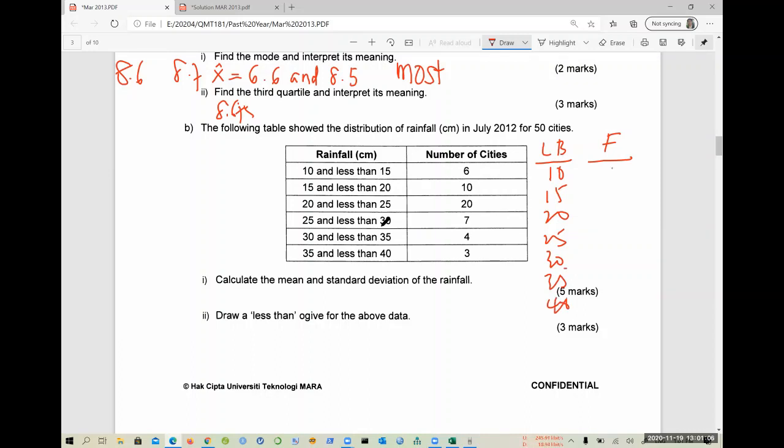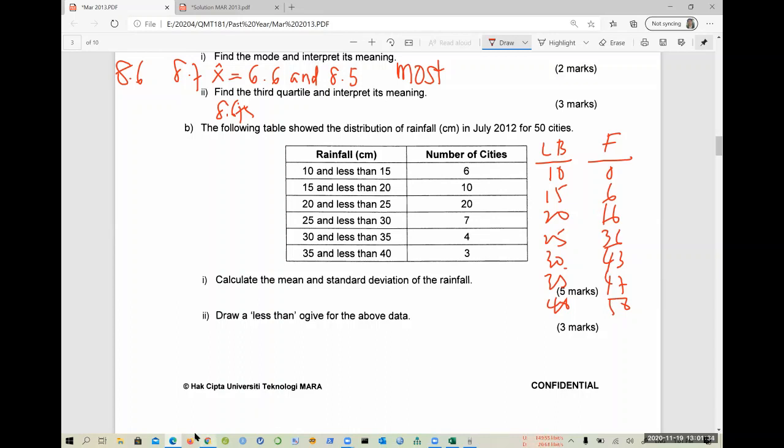So you have 0, 6, 16, 36, 43, 47, and 50. So using this value, you can come up with your less than ogive, because they want you the less than ogive. So you start with 0, end up with maximum value. If you want the greater than ogive, you start with the maximum and then reduce until 0.